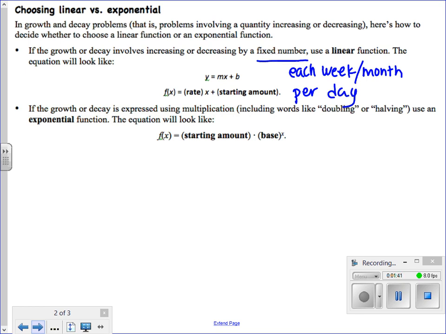If the model is expressed using multiplication, including words like doubling, halving, tripling, or increasing by 5%. So if you see percent or something like that, it's going to be an exponential function.